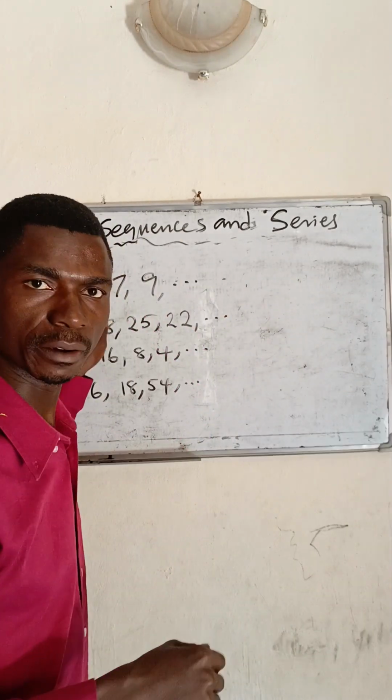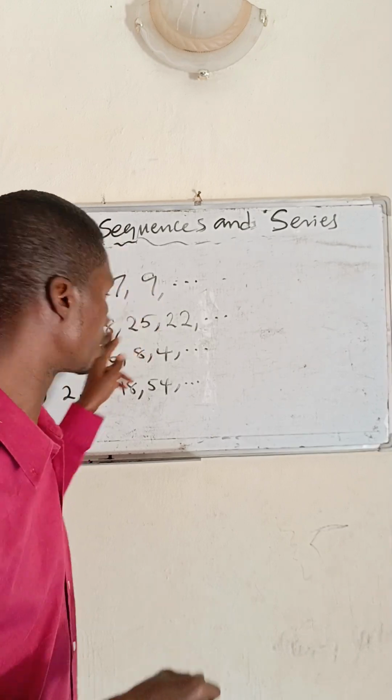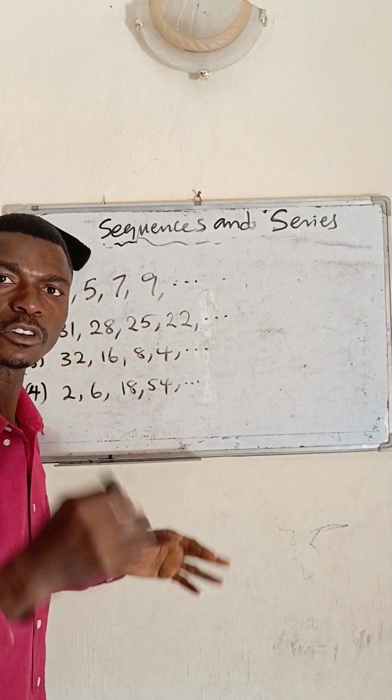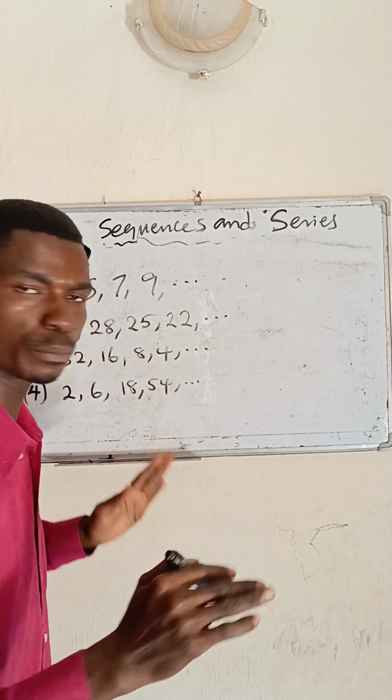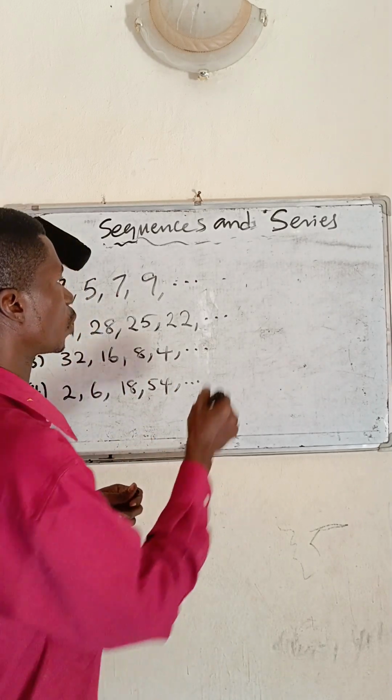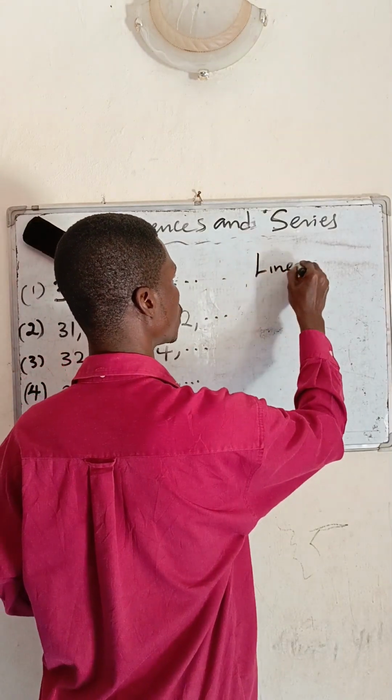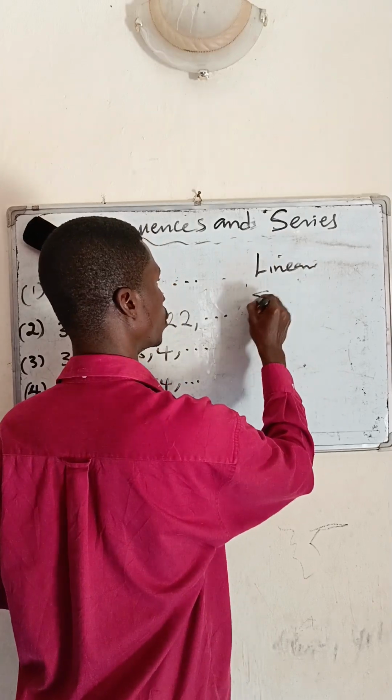Now look at this. How did they get the next number? It must be a constant pattern. So immediately you understand that pattern, it becomes very simple. Now, that is where we introduce you to what we call the linear sequence and the exponential sequence.